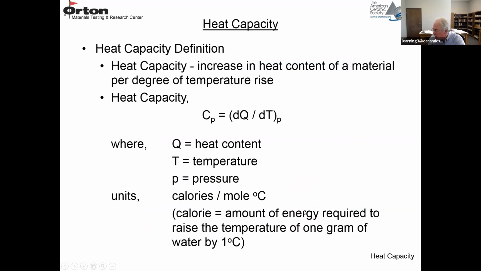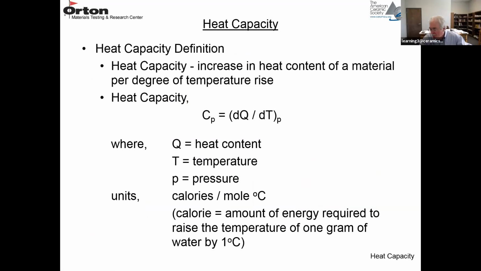Okay, that takes us to about 12:30. After the break, we'll do heat capacity. It's a shorter section, and then spend the rest of the time on thermal conductivity. At this point, are there any questions? Great. So we'll take a break and come back.